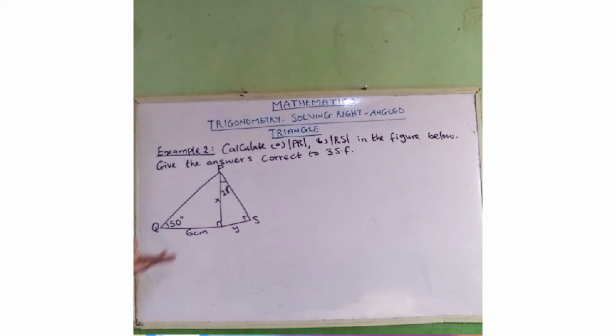Now, before you can solve this, you need to identify that to solve any right angle triangle, 2 parameters must be given. 2 given parameters. Here we have triangle PQ.